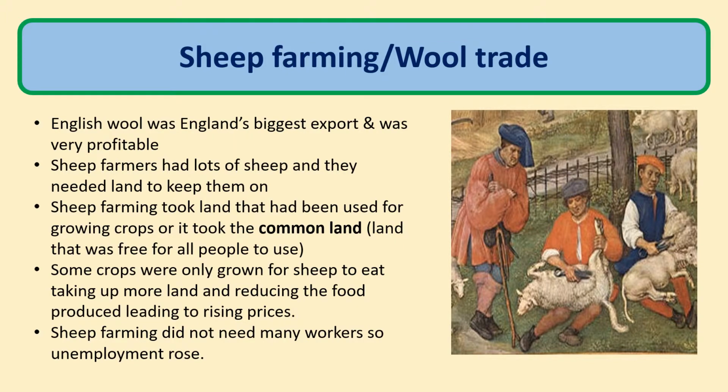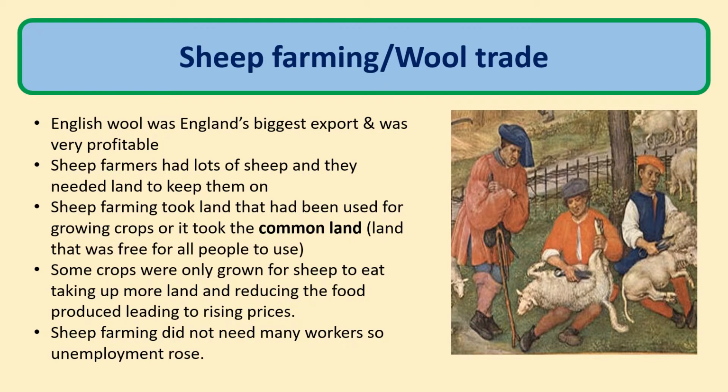So let's go through what we could have talked about. The first thing we're going to look at is sheep farming and the wool trade, which wasn't mentioned in the stimulus material. English wool was its biggest export, and it was very profitable. Sheep farmers had lots of sheep, and because of that they needed land to keep them on. If you were a farmer and you had a choice of growing crops or wool via sheep farming, then you were going to look at sheep.